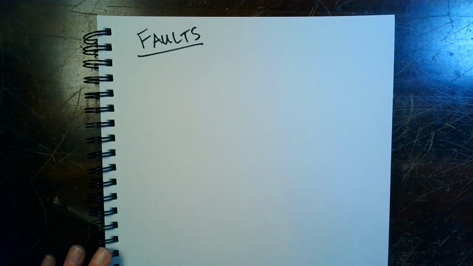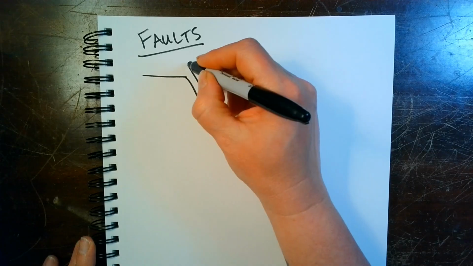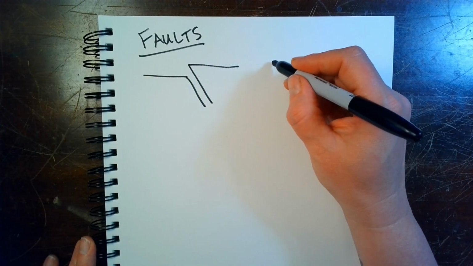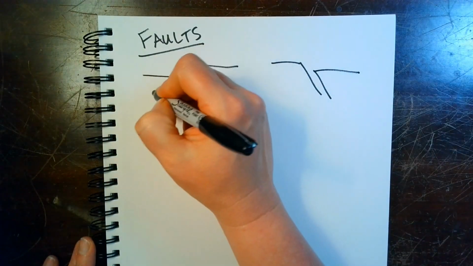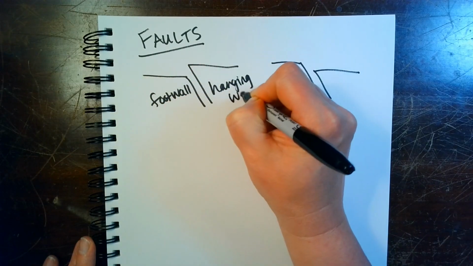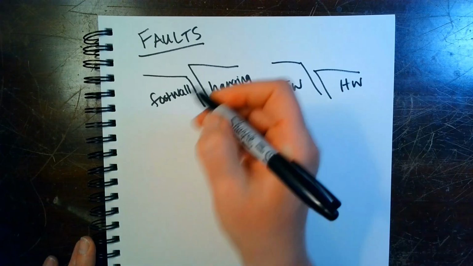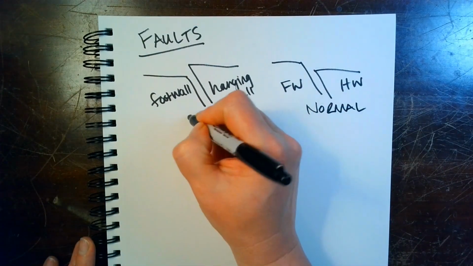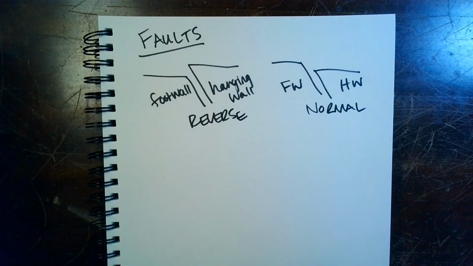Normal faults occur when gravity pulls the hanging wall of a fault line downward. Reverse faults happen when compression forces the hanging wall upward. When multiple fault blocks form, we get fault block mountains, such as the Sierra Nevada.